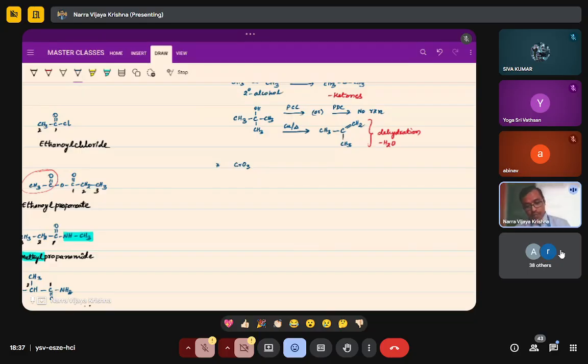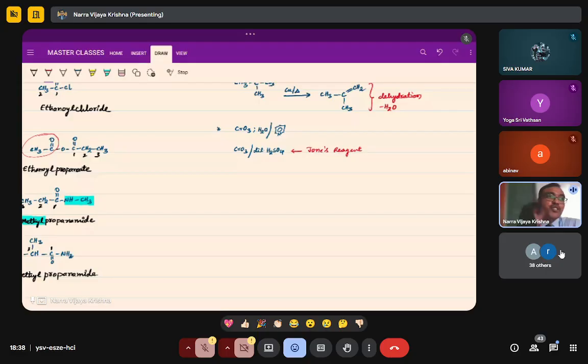If this CrO3 is in the presence of water and pyridine, then it is a mild oxidizing agent. If the same CrO3 is in the presence of sulfuric acid, then it is a strong oxidizing agent. We call this Jones reagent. Right? Or we also call it Collins-Jones reagent.